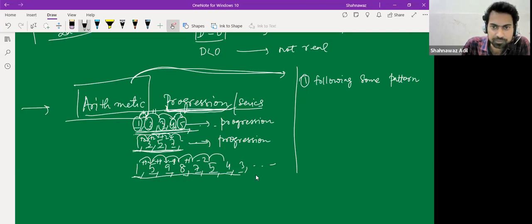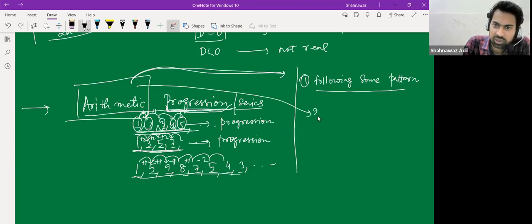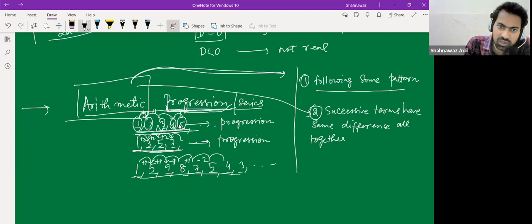Understood, guys? So the first thing is that they have to follow some pattern. And the second thing, then we can say about the AP type: if the successive terms have the same difference altogether, right? So all these successive terms have the same difference. What is the difference between these? This is 1, this is 1, this is 1, right?